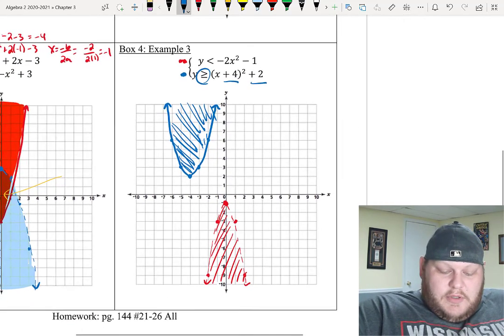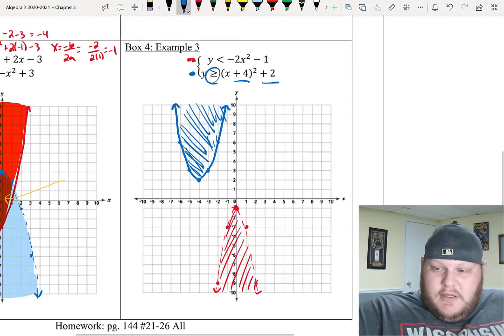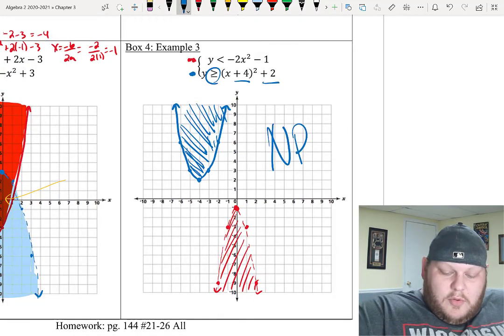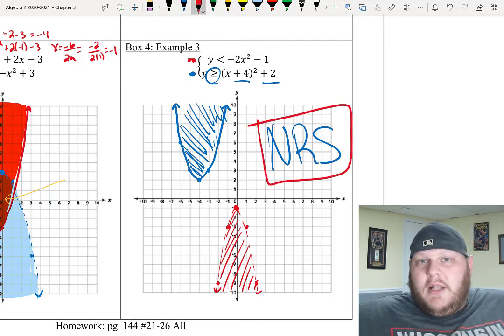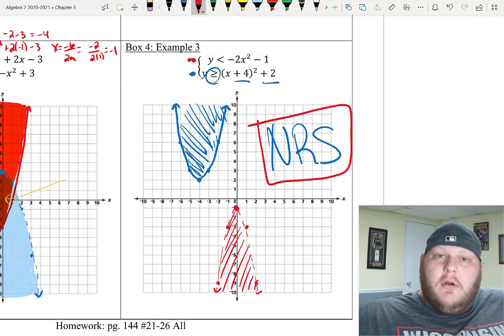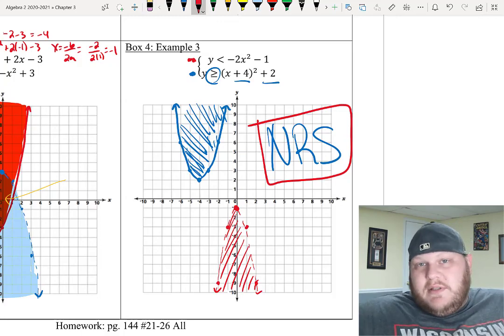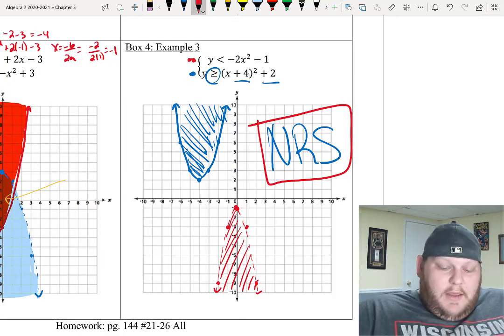So they don't overlap at all. So this is kind of a funky one, but this is what it looks like when it's no real solution. NRS. There is no overlap between those 2 graphs. There is no solution to that system because there is no possible x and y value that makes both of those inequalities true.